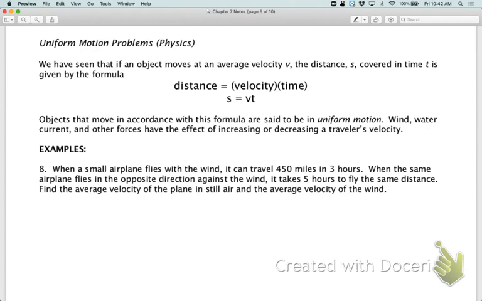So what we've seen is that if an object moves at an average velocity v, the distance s covered in time t is given by the formula distance equals velocity times time. So that would be s equals vt. Now, you probably learned this formula before as d equals rt, distance equals rate times time. Now, remember that your rate, aka your speed, is always going to be a scalar. Velocity can have direction. A positive velocity means it's going one way. A negative velocity means it's going another.